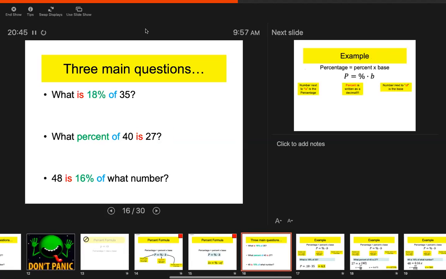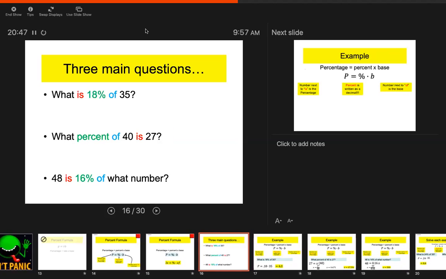All right, let me show you an example. Remember the three main questions. These are the three ways it can be asked, but all of them are going to have an is, an of, and a percent. But notice that they can kind of move around depending upon how they want to ask the question.